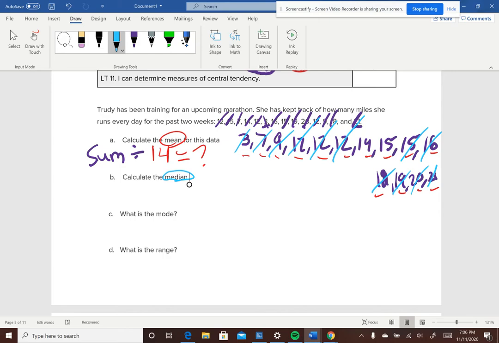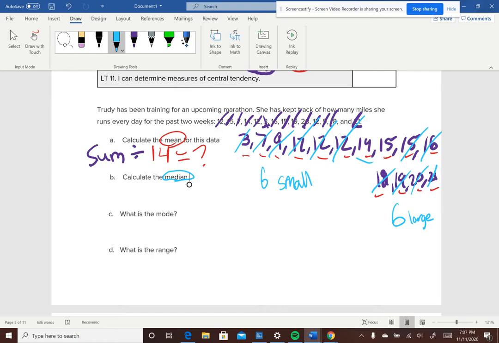Okay, now notice I have made 1, 2, 3, 4, 5, 6 slashes on numbers over here for the large side of my data, and then I've made 6 slashes over here for the small side of my data. So it would not be proper for me to cross off 15 and favor my smaller numbers.